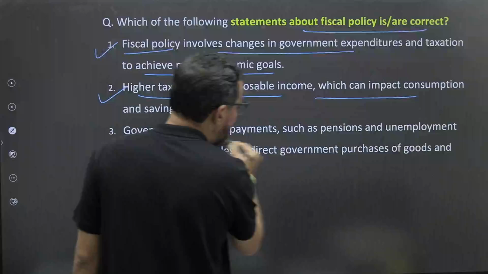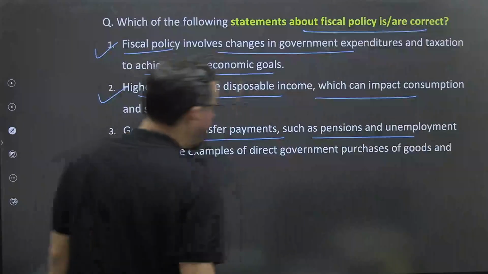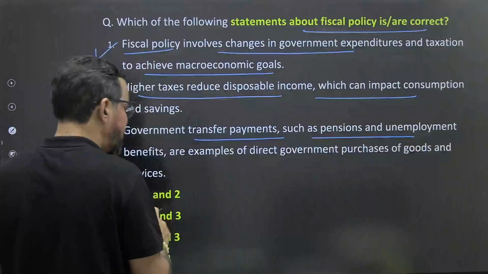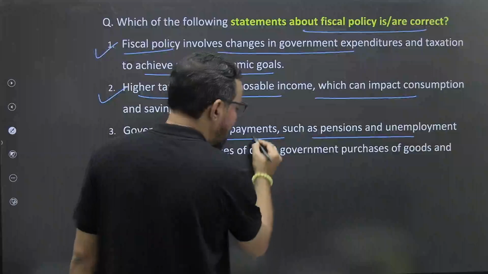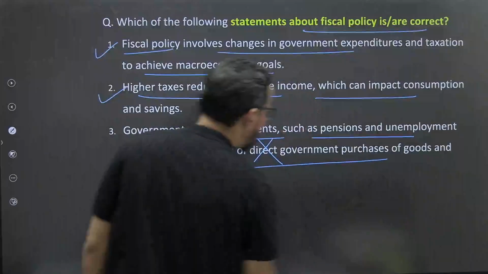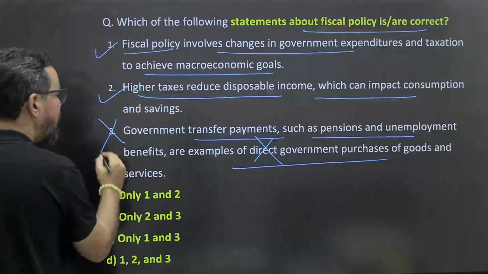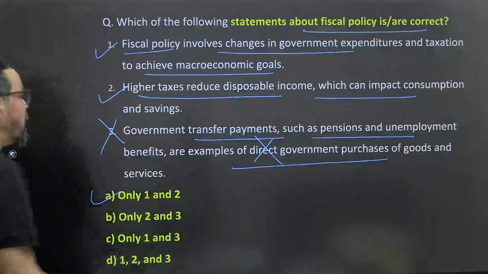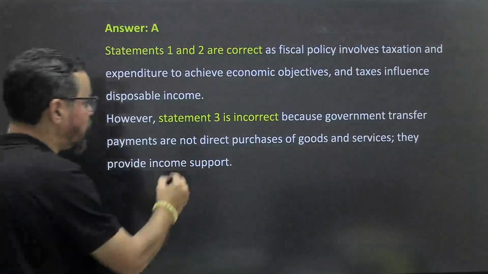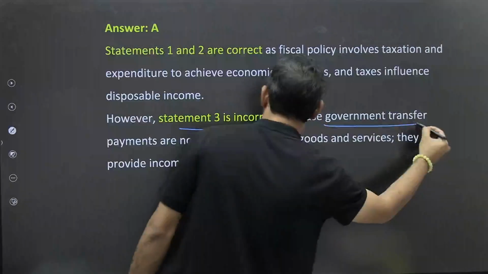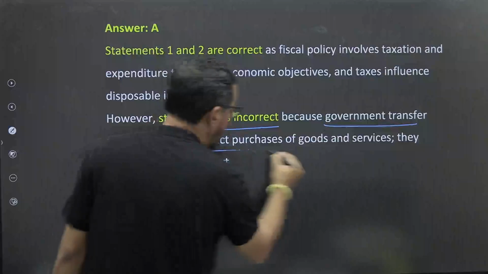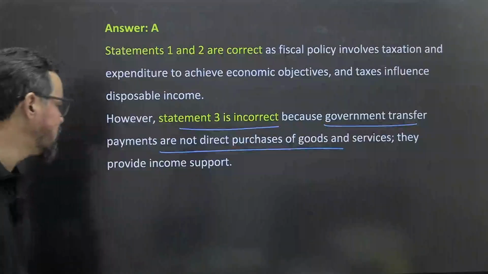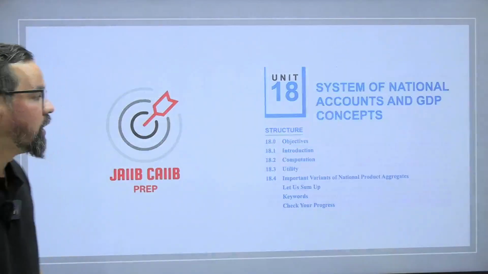Government transfer payments such as pensions and unemployment benefits are examples of direct purchase of goods and services. No, they are not part of this one. 1 and 2, A will be the right answer for this one. The third statement is incorrect because government transfer payments are not direct purchases of goods and services. They provide income support, right?